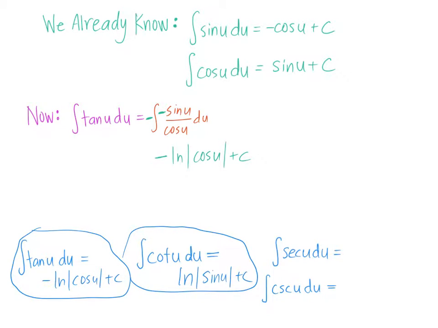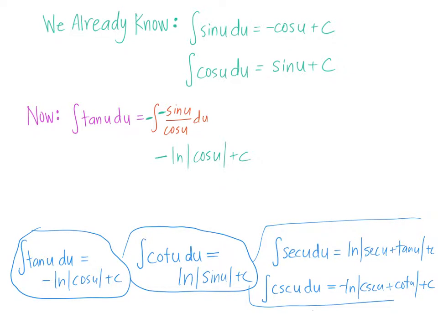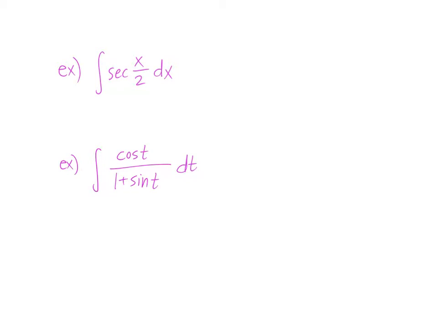And then secant and cosecant, they're a little more complicated, but they can be proven with similar ways. The natural log of secant u plus tangent u plus c. And cosecant is negative natural log of cosecant u plus cotangent u, close that absolute value, plus c. So there are numbers 5 and 6. So now we officially know the antiderivatives of all 6 trig functions. So now you can integrate any of the 6 as long as du is in there.